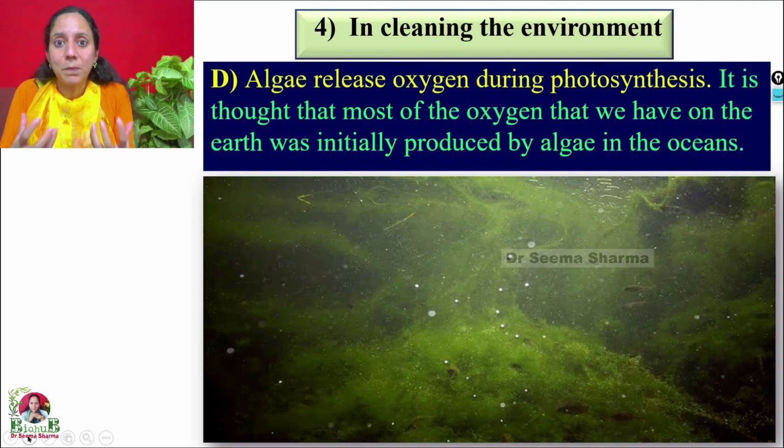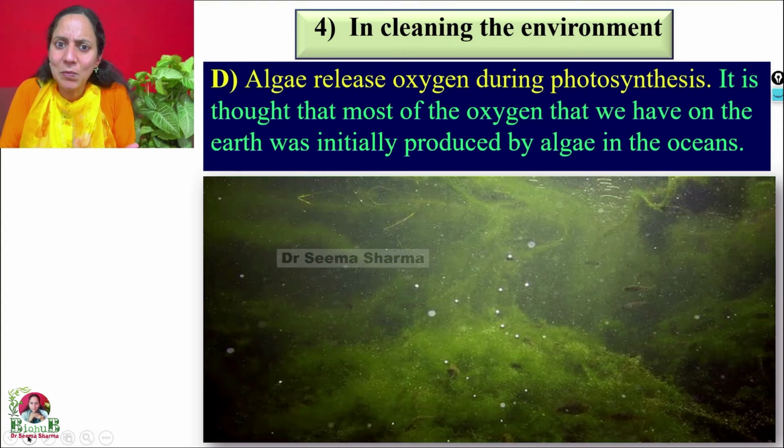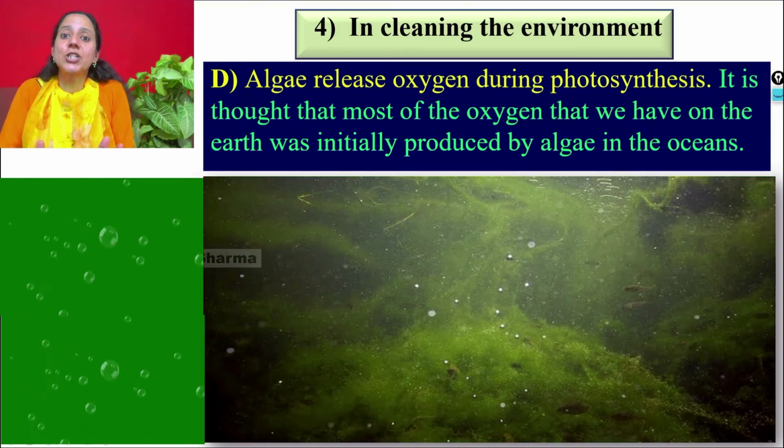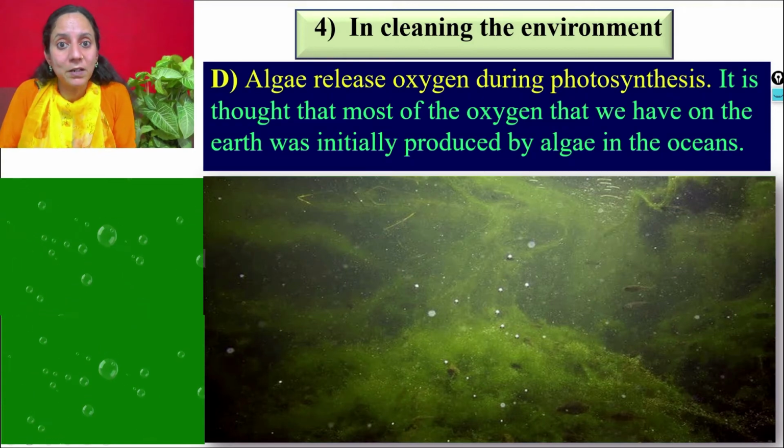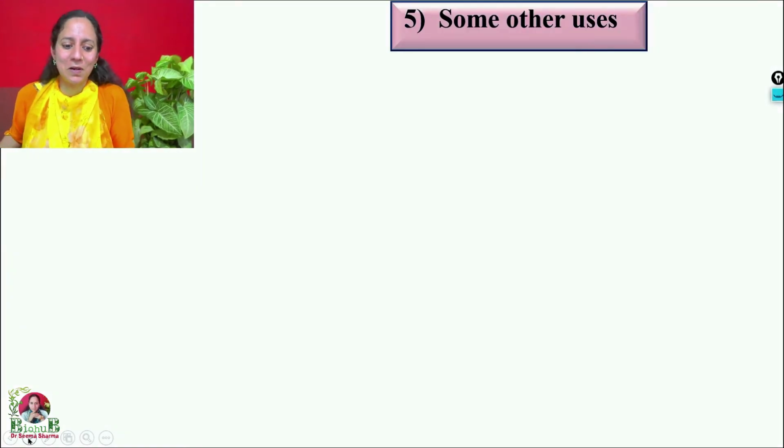Children, when life evolved on this planet, the first plants, these rootless, shootless plants that we call algae, came and were present in the oceans. So it is believed that most of the oxygen that we have on Earth was initially produced by algae in the ocean. Last but not the least, some other but specific uses of microscopic organisms.